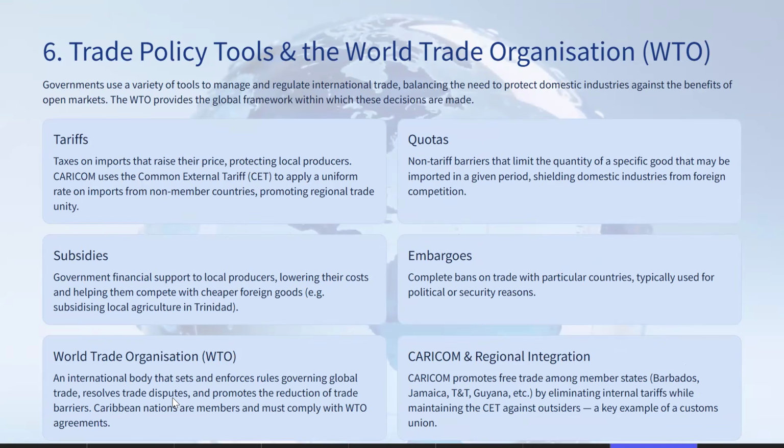Last but not least, the trade policy and tools of the WTO. Now, the World Trade Organization, emphasis on the word world. They provide a trade framework for trading and how decisions are being made on trading across the world, for the globe to listen.